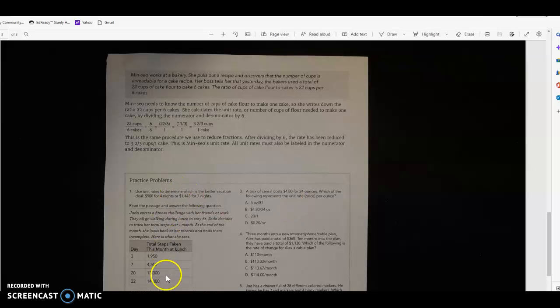Again, I've worked all these out and posted the answers in a key in Canvas. Good luck on this section.